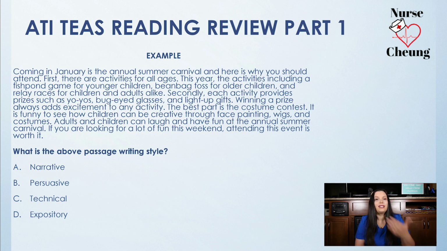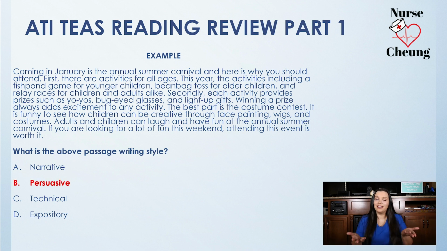So the question, of course, is, what is the above passage's writing style? You've got your narrative again, your persuasive, your technical, and your exploratory. And as you guessed it, the correct answer is B. The author's intent is to persuade the audience to attend the annual summer carnival. The topic is an annual summer carnival, and the author gathers reasons why you should attend.